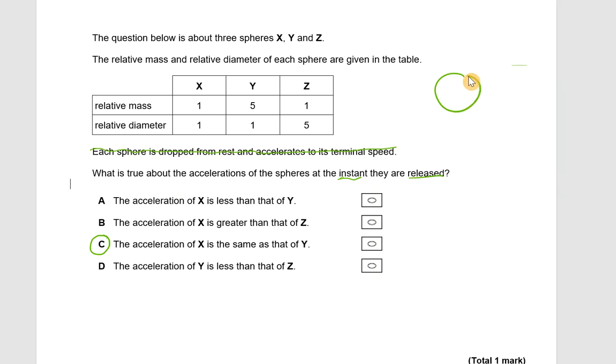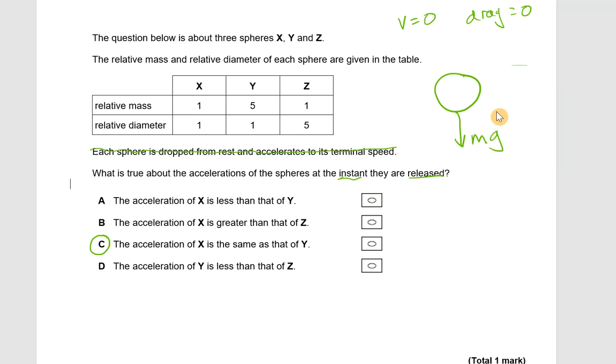So let's draw the sphere. The instant they are released, the velocity downwards is zero. That means the air resistance or drag is also zero. If things aren't moving, there's no air resistance on them. So the only force acting on them is their weight. Their mass times the acceleration due to gravity.